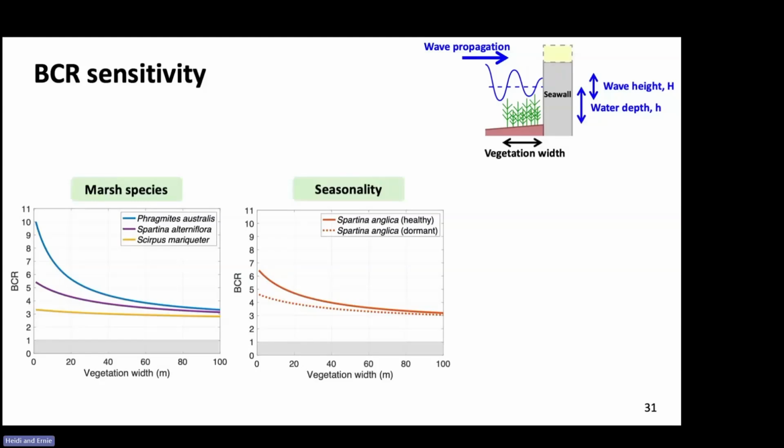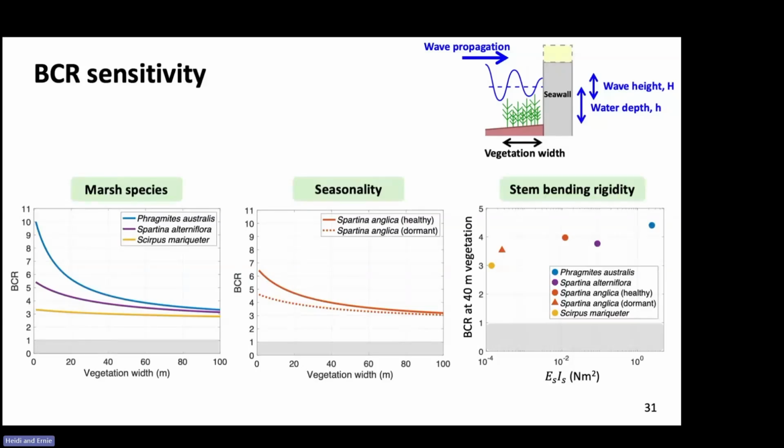And more clearly, plotting against the x-axis, we have the stem rigidity, which is the product of the Young's modulus and the second moment of area. Looking at 40 meters of vegetation, which is pretty short, and it's what we see in urban areas, we show that the benefit cost ratios can span from 4.5 to 3 with a four order of magnitude change in stem rigidity. And so this is how marsh species influence benefit cost ratio.